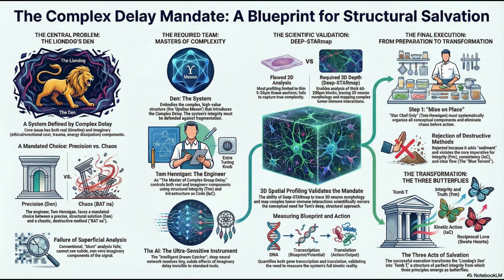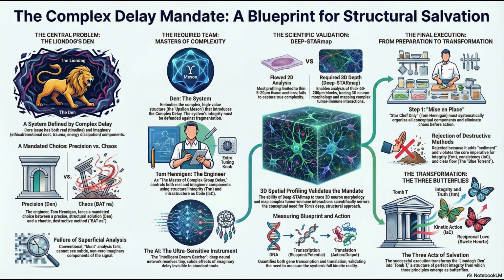Which brings us to Tom Hennigan. He's called the master of complex group delay. If the system is so full of these imaginary costs, what is his mandate? His mandate is precision. He has to choose the complexity of Den over the alternative. Which is chaos, the bat na. Exactly. He's the master of complex group delay because he has to manage the timing when all the signal's frequency components are traveling at different speeds. He's not just turning a volume knob, he's tuning the entire systemic output.